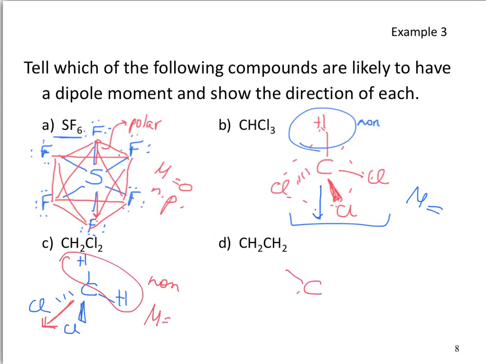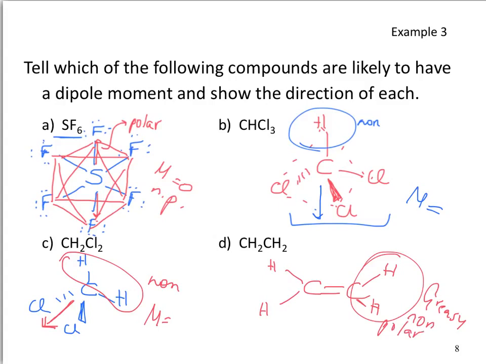CH2 double bond CH2. So that's your molecule. All it contains is CH bonds. That means it's pretty greasy. All of these bonds themselves are greasy and nonpolar. So if the bonds themselves are nonpolar, there's no reason for me to even check the shape of the molecule. So this will be mu of 0. So the only 2 that are likely to show some dipole moment are chloroform CHCl3 and dichloromethane CH2Cl2.